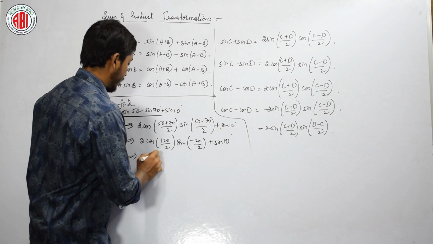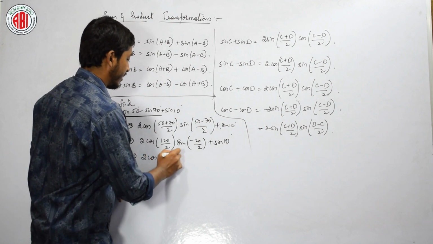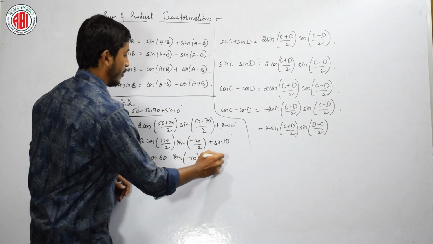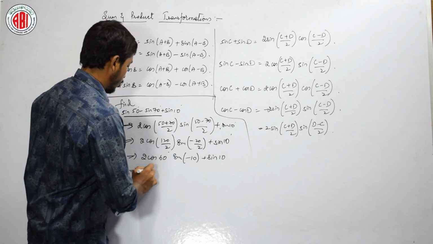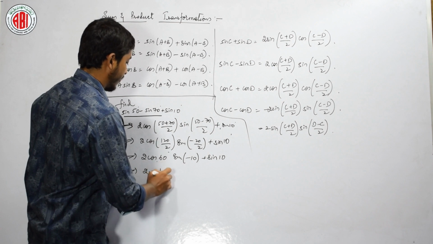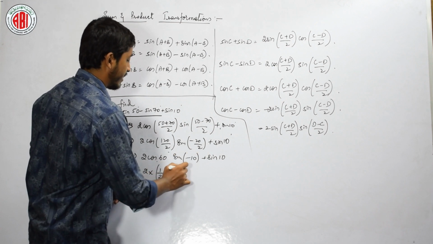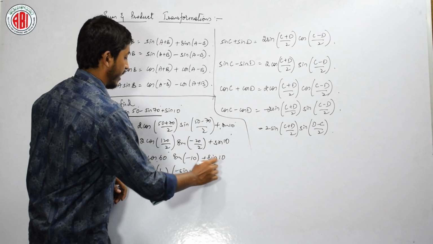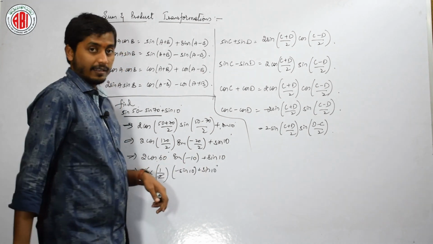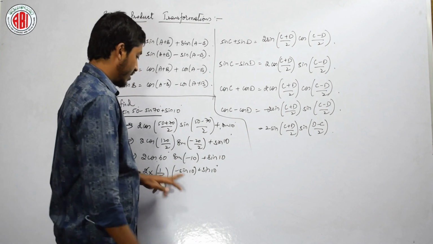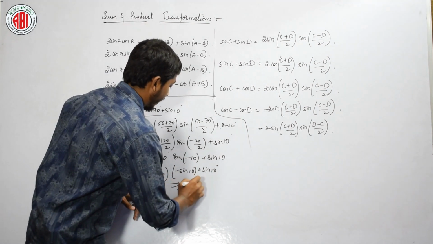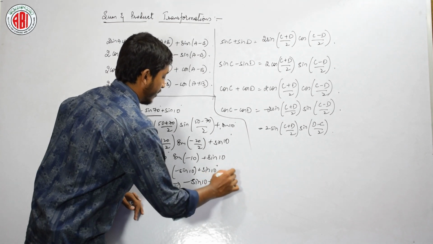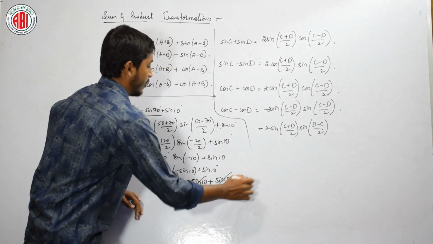Now see here, what is 120 by 2? Nothing but 60, isn't it? Here minus 10, yes or no? Then 2 into, what is the value of cos 60? 1 by 2. Sine of minus 10 is minus sine 10, plus sine 10. The 2 gets cancelled, right? This whole term will become minus sine 10. Here it is plus sine 10. Both get cancelled. I will get the value of 0.